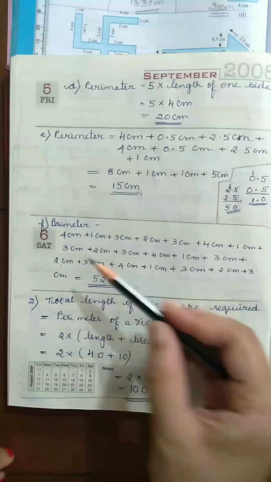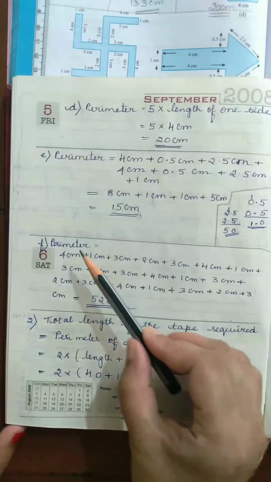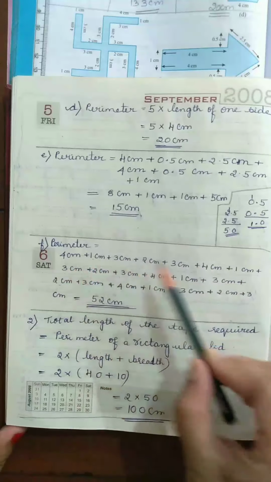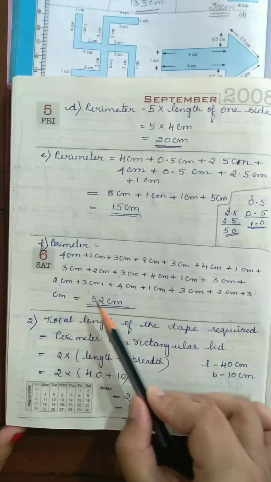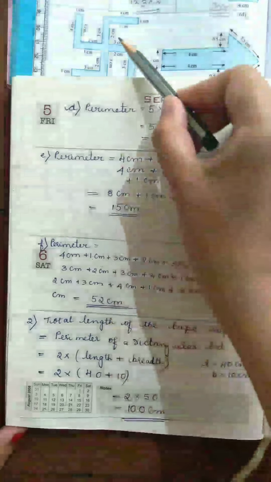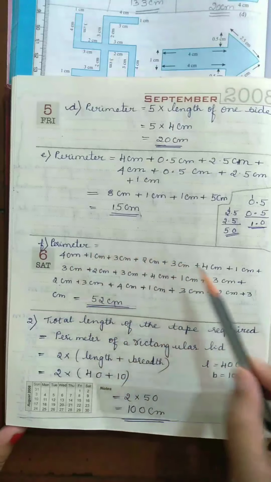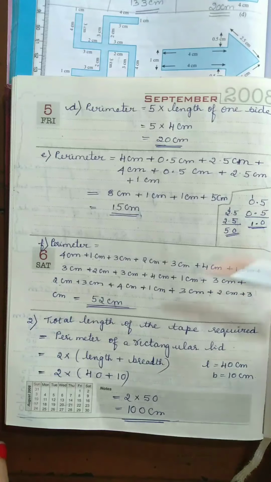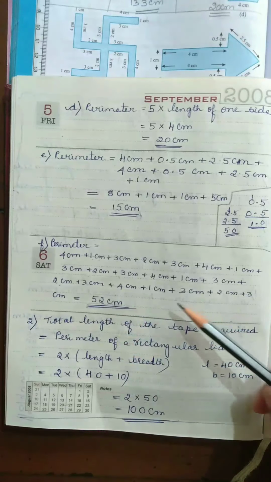Therefore children, for the F problem, in order to calculate the perimeter, we have to add all the values. When we add all these values, we will get the final answer equal to 52 centimeter. Therefore, the answer for the F question is 52 centimeter by adding all the values along its boundary, and this is the method.